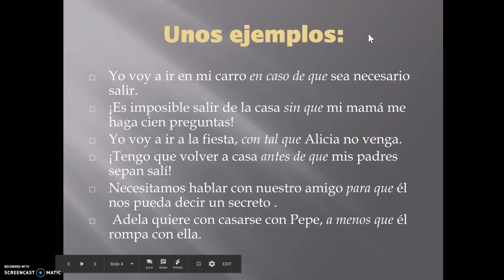We have one example, un ejemplo, for each conjunction that we see here. So starting off, yo voy a ir en mi carro en caso de que sea necesario salir. I am going to go in my car in case it is necessary to leave. You have the change in subject, I, in the first clause, and it in the second clause, which requires the use of the subjunctive after the adverbial conjunction en caso de que.